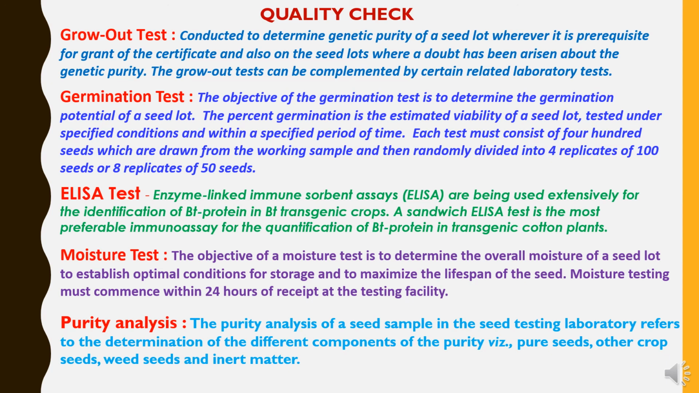Then purity analysis. The purity analysis of a seed sample in the seed testing laboratory refers to the determination of the different components of purity like pure seeds, other crop seeds, weed seeds and inert matter, etc. The physical purity should be more than 98%. So these are the major tests carried out for quality checks, and there are other tests also conducted for quality check.